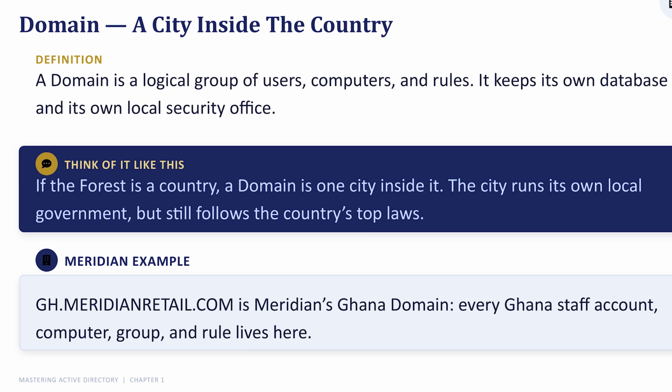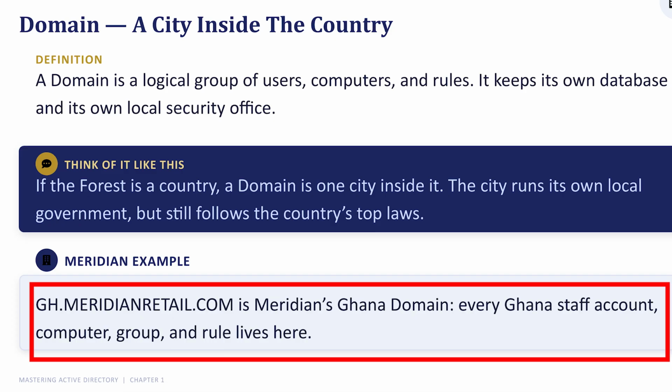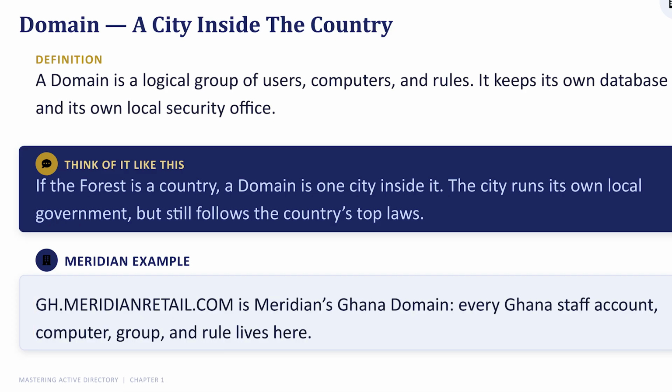The Meridian example gives us gh.meridianretail.com. This represents the Meridian Ghana domain in the presentation. Inside that domain are Ghana staff accounts, computers, groups, and rules. The slide also mentions DNS, domain controllers, and authentication services. So when you hear domain, don't think only about website addresses. In this context, we are actually talking about an Active Directory logical environment, and this is where many users, computers, and policies are organized.